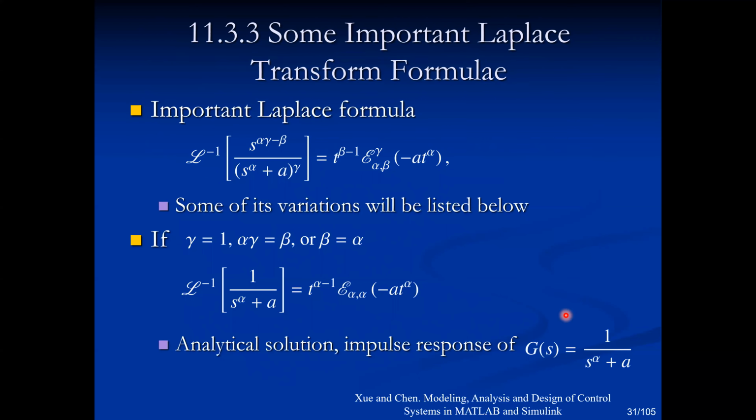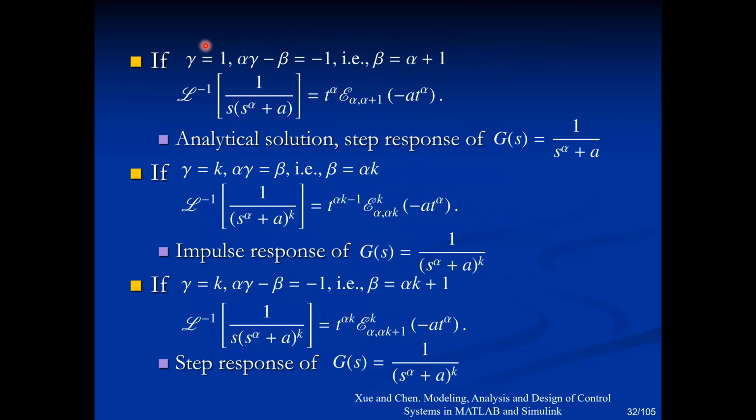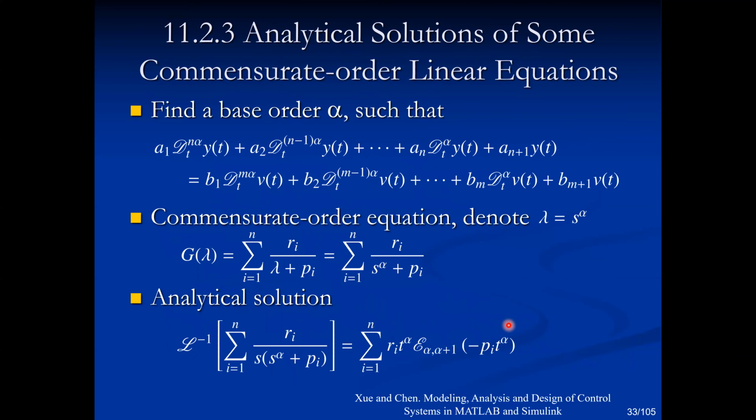All of this you can get an analytic impulse response. So you have many special cases. Then there's something called commensurate order. You have a base order alpha. Others are just integer multiples of this alpha. So this is called commensurate order, where you only have one alpha. Others are just multiples of that. So you can do some. This is called G lambda. This is actually called partial fraction expansion. You can get analytic solutions here.